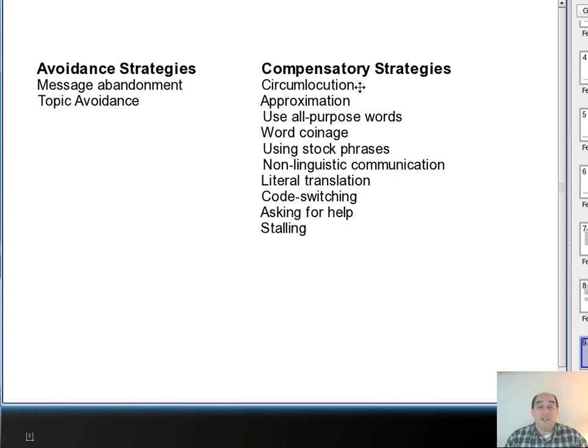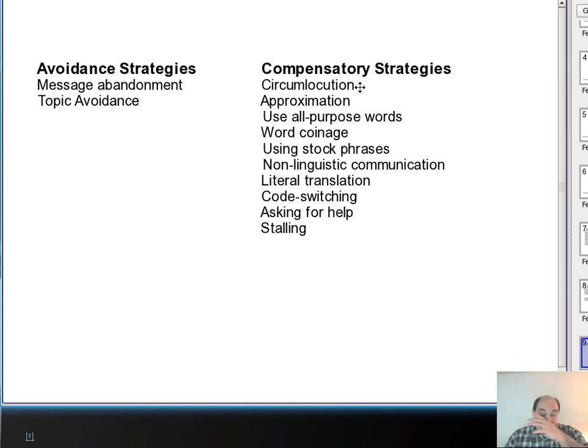Maybe you use non-linguistic elements. Maybe you use gestures or hand motions or facial expressions in order to try to explain something. Great way to communicate. And again, if you can find a way to communicate and then they give you the word, you've just learned a new word, right? So these are great strategies. You're compensating for what you don't know, right?